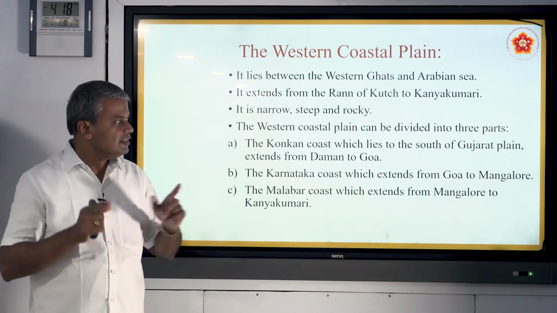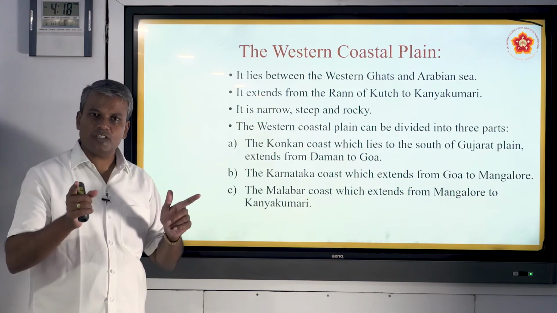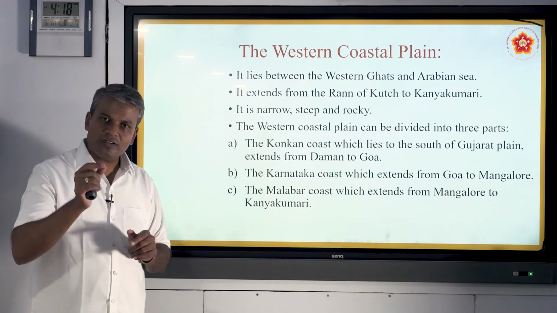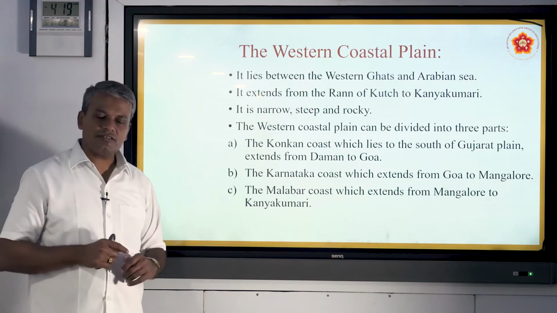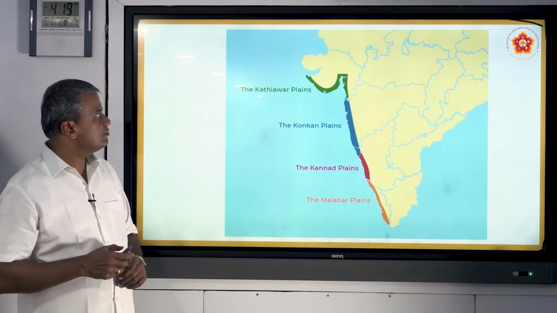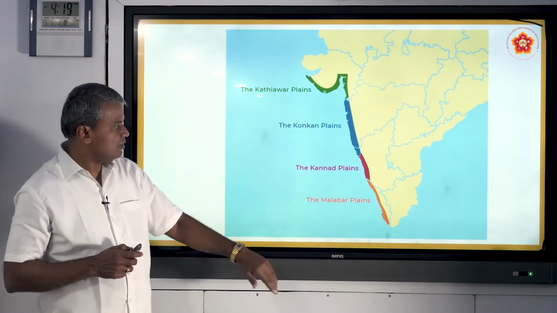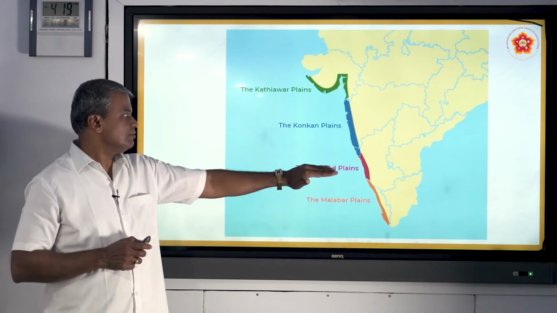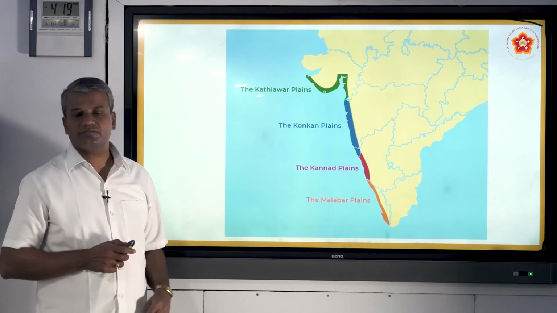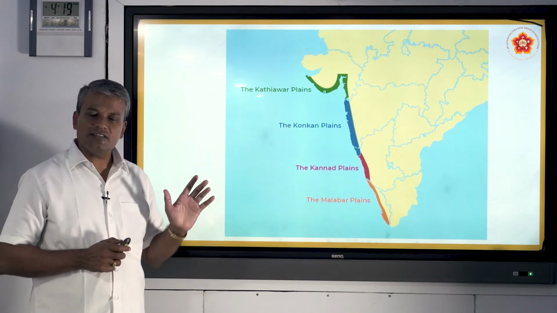So these are the three divisions of the western coastal plains. Western coastal plain is divided into three divisions, namely Konkan coast, Karnataka coast and Malabar coast. So you can easily understand by looking at this map. So this is Malabar coast, Kannada coast or Karnataka coast and Konkan coast. So these are the three divisions of the western coastal plain.